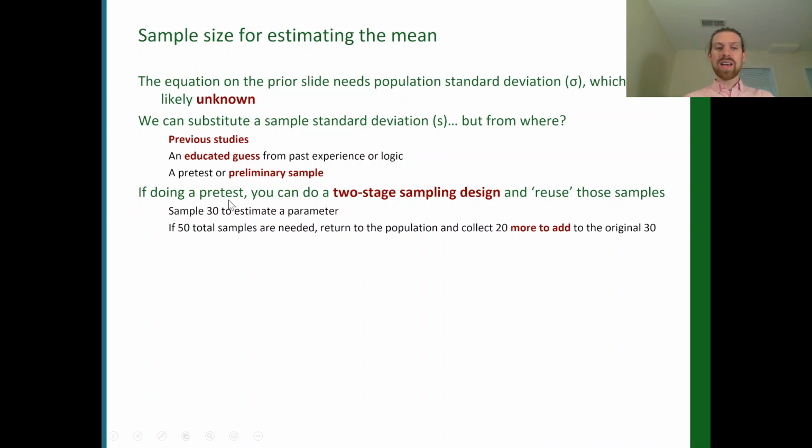If we're going to do a pretest, as I suggest here, then we're going to need a two-stage sampling design, and we're going to reuse some of those samples. So let's say we sample 30 in order to estimate a parameter.